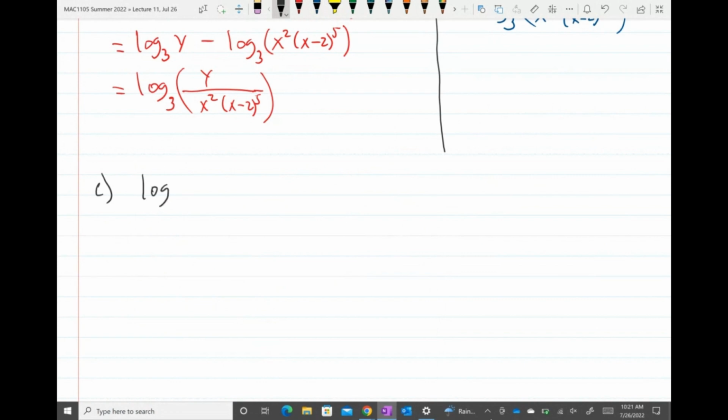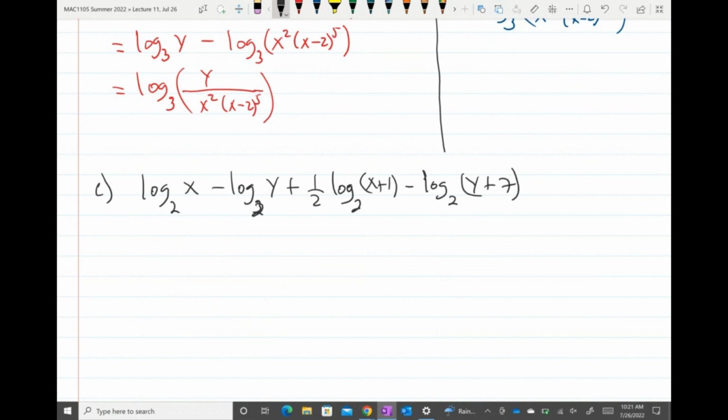Imagine that I give you, I don't know, log base 2 of x minus log base 2 of y plus 1/2 log base 2 of (x plus 1) minus log base 2, I don't know, of (y plus 7). If you have something like this, instead of having to go through all of this, the only little step we'll need to do is bring this 1/2 inside, right? And bring it inside. I don't really want to write the whole thing, but okay, let me just do it.